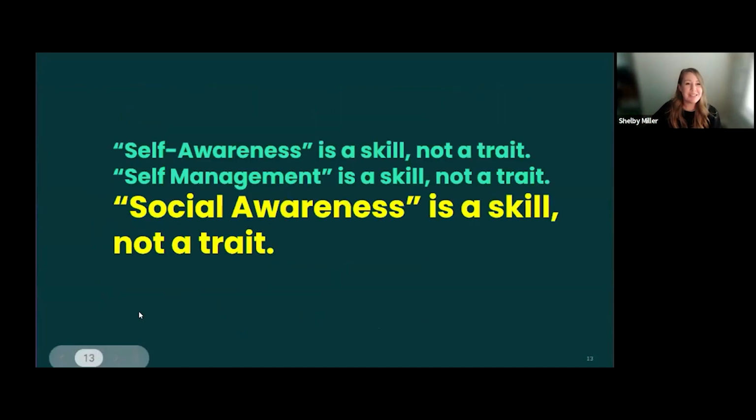It goes without saying, but I'm going to say it in every video. We talked about self-awareness and how that's a skill, not a trait. Self-management, skill, not a trait. So of course, with social awareness, this is a skill you can learn. You can learn these aspects. You can learn empathy, what we're going to talk about today. It's not necessarily a trait, though, of course, this is one.